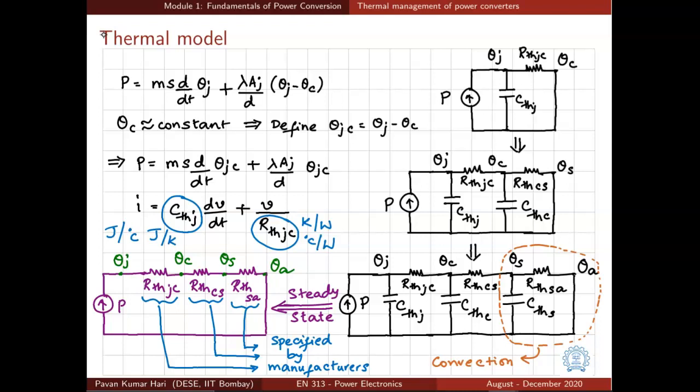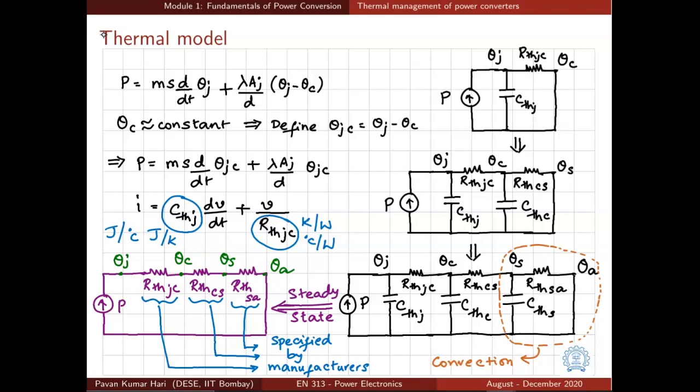So we have case to sink transfer, heat transfer happening next. A similar analogy can be made for the thermal capacity of the case and the thermal resistance between the case to ambient, which results in the second equivalent circuit. And then comes the sink to ambient part, which is predominantly convection. So by using Newton's law of cooling, one can derive the thermal resistance from sink to ambient, which is shown in the third figure.